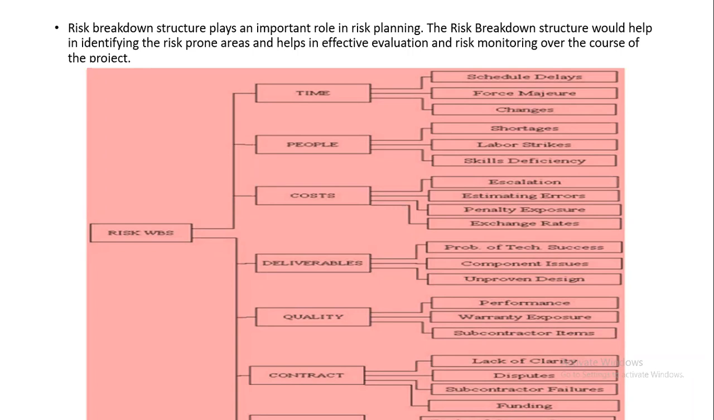So what is meant by risk breakdown structure is nothing but how we can plan whenever any risk comes, or what are the different risks that are there, how to plan for that. So for that a risk breakdown structure is very important. What it is going to do is tell what are the very high risk zones or risk prone areas where the risk is expected, how efficiently we can do the evaluation, and how we can monitor the risk over the entire project. So to know that, the risk breakdown structure will be very useful.